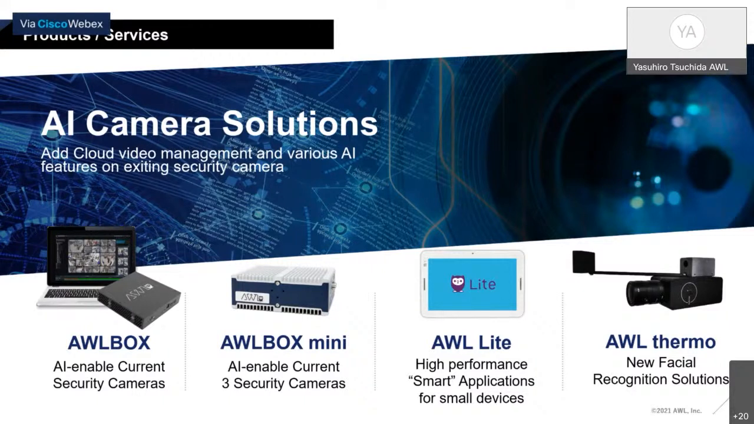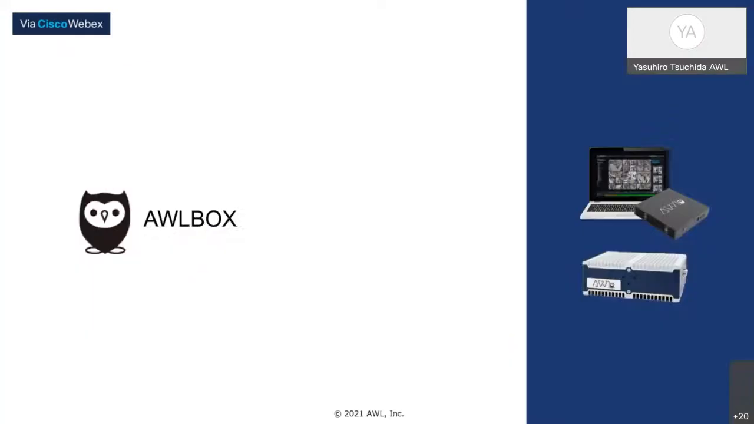AWL Lite is Edge AI camera software to be installed on digital signage devices. It is used for analyzing the watching time of digital signage content. We also have a thermal camera that can be used in the COVID-19 situation. Okay, from the next page, I'd like to introduce the details of the AWL box.